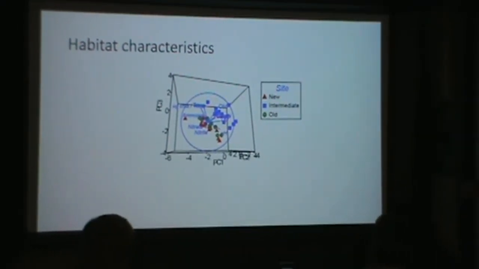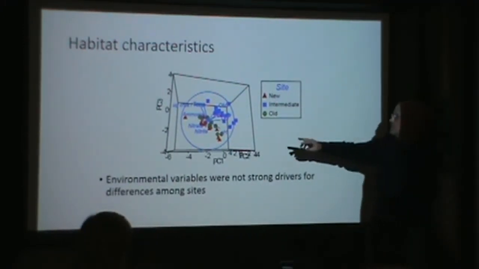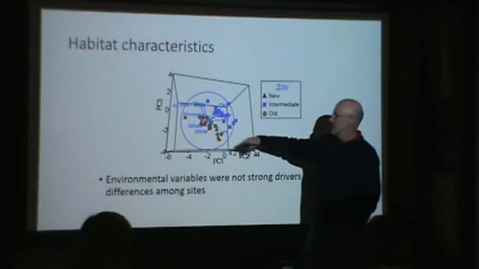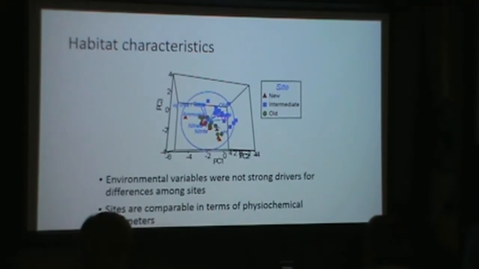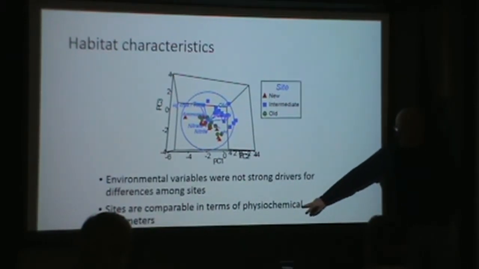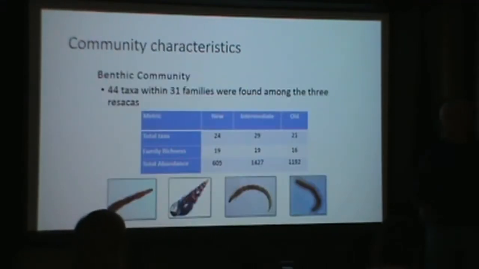And those are characteristics. This is a principal component analysis to show you which of these parameters are driving the difference, and we see that there is not much difference. So sites are comparable in terms of physical-chemical parameters of the water. Good news for us, because we don't want to test those differences, we want to test the difference with time.